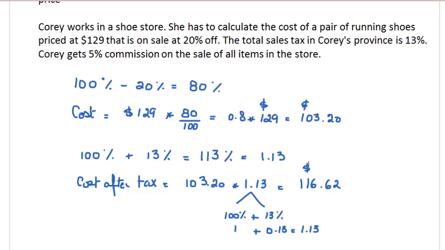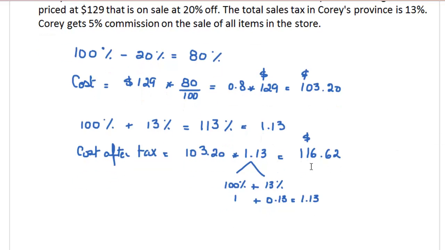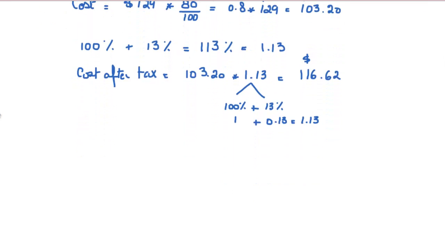Corey gets 5% commission on the sale of the item in the store. For sure, as you know, the owner of the store will pay 5% commission to Corey to encourage Corey to sell more and more. But don't forget, the tax is not going to the owner's store. The tax is going to the province and Canada. That means the owner will get only 103.20, so he has to pay the 5% for the 103.20, not for the 116.62.